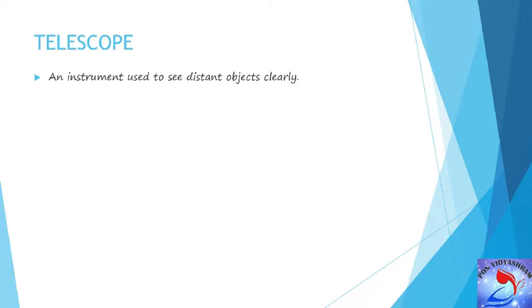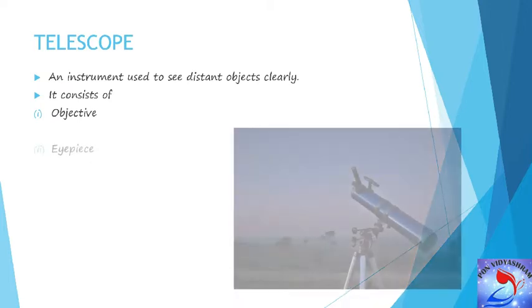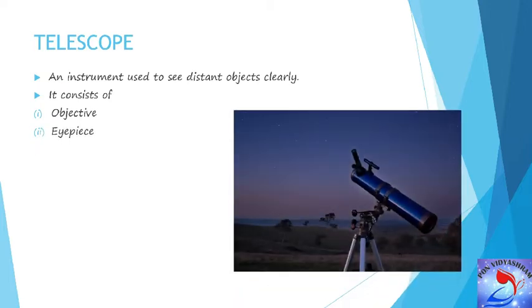So what does it consist of? It's just going to have two things, that is an objective and an eyepiece. Here I have just given an image or a picture of a telescope. We'll just see the ray diagram, and then we'll see the types of telescope we have. We are going to see two types of telescopes, that is the reflecting telescope and the refracting telescope.